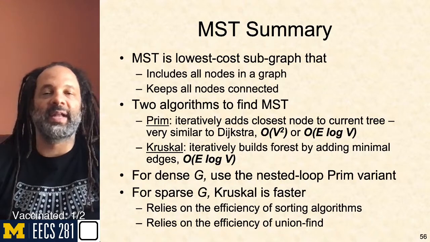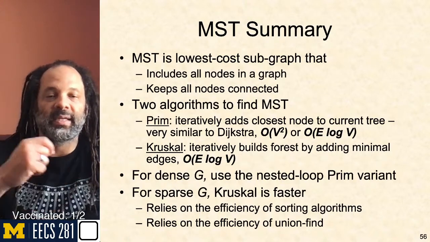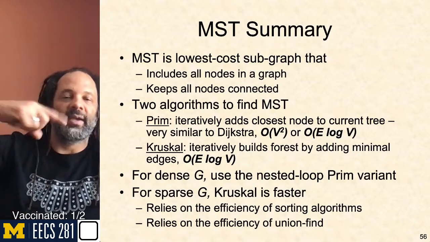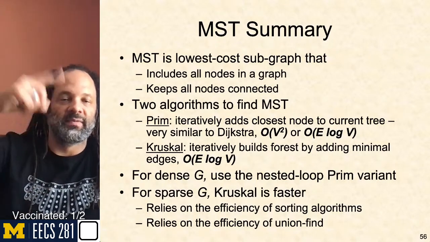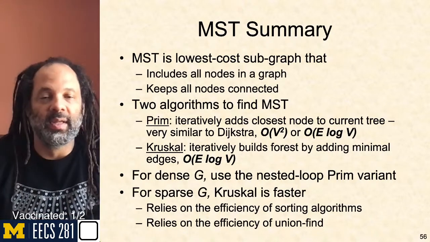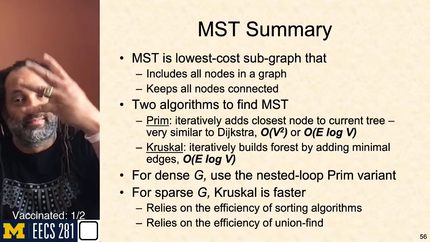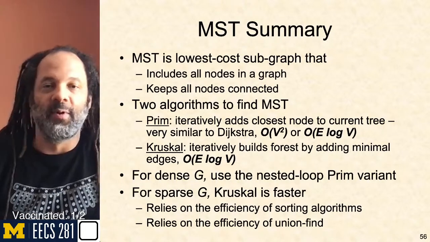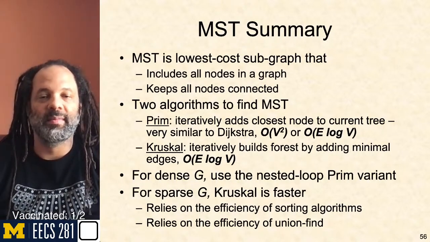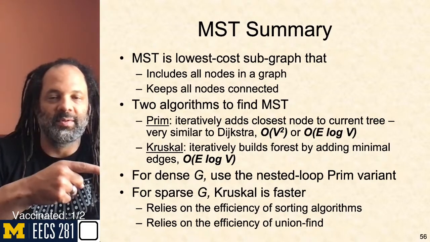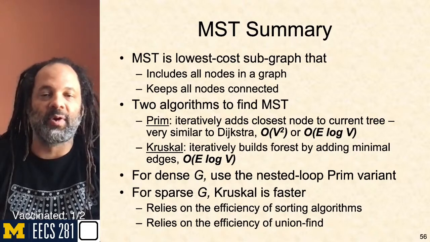For our dense graphs, we're going to use the nested two-loop Prim version. That's the outer loop that runs through all the vertices, and the inner loop that finds the closest vertex and updates the neighbors. When I say we're going to use this, I mean Project 4. In Project 4, you're going to be writing Prim's algorithm. It's going to be a dense graph. Use this one. For a sparse graph, Kruskal's is faster.